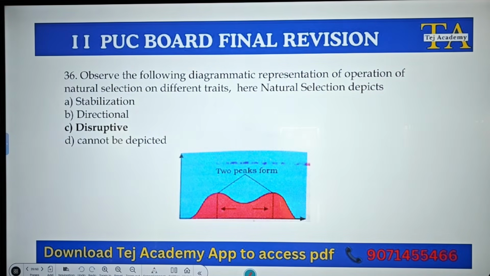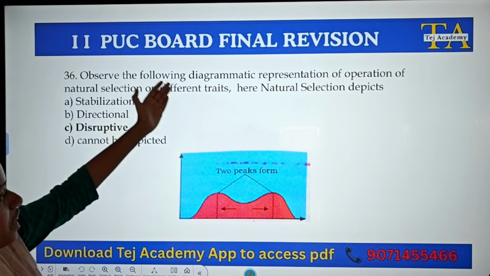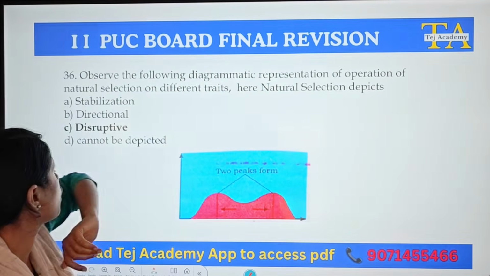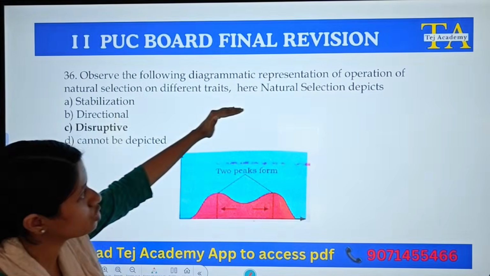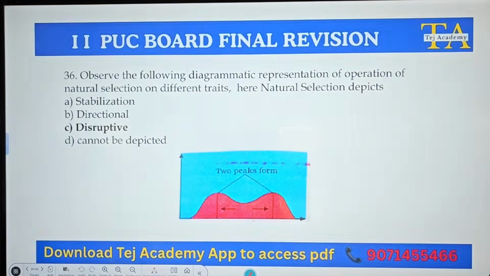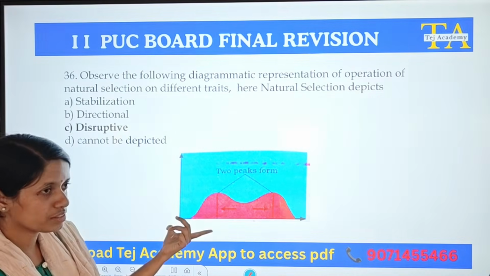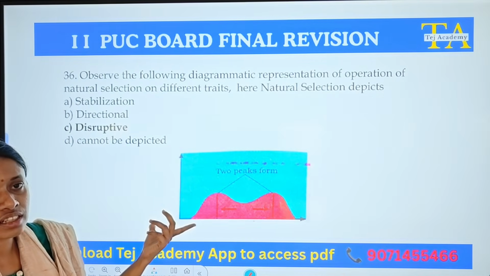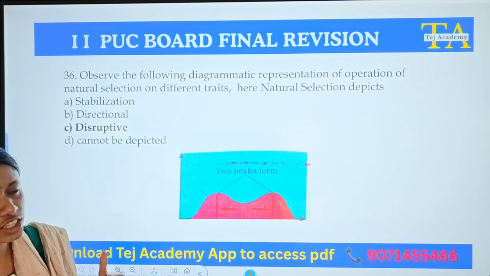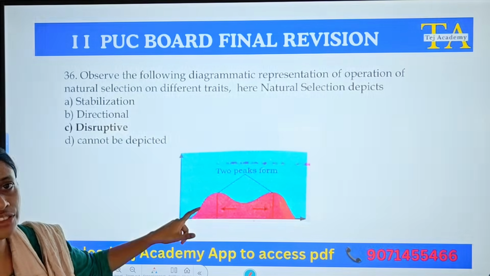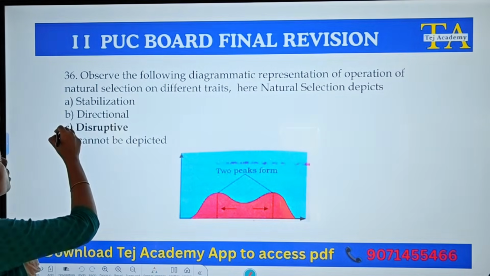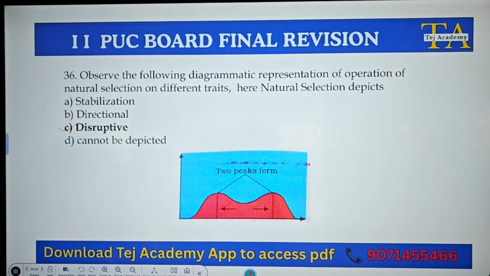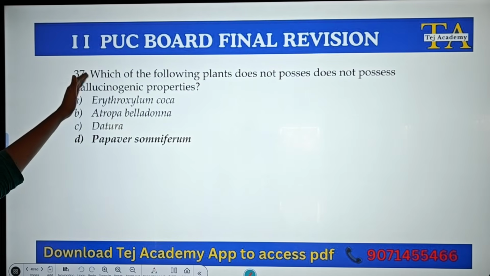So in this question, let's check. Observe the following diagrammatic representation of operation of natural selection on different traits. Here, natural selection depicts, see this graph. These graphs represent three types of natural selection, and this is one of the graphs that shows a particular type of natural selection known as disruptive natural selection, a disruptive population.